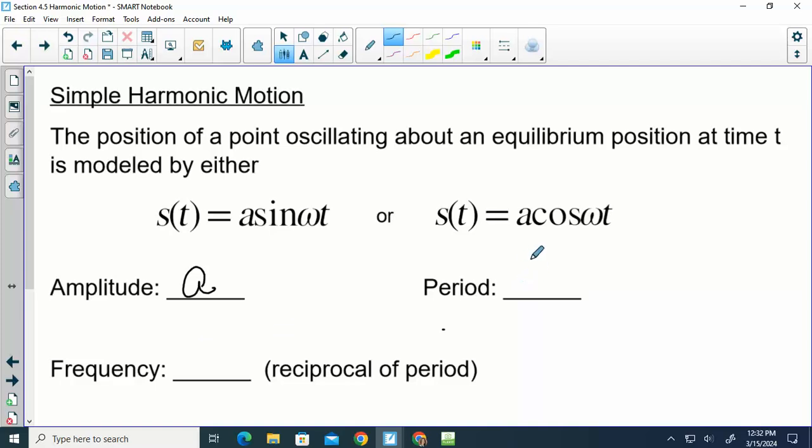Period, normal period for sine and cosine is 2 pi divided by the number in front of x, but in this case we're using t for time, so it'll be 2 pi over omega. And then the only difference is the frequency. Period is how long it takes to repeat. The frequency is how many times it repeats per unit of time, and it's just the reciprocal of the period.